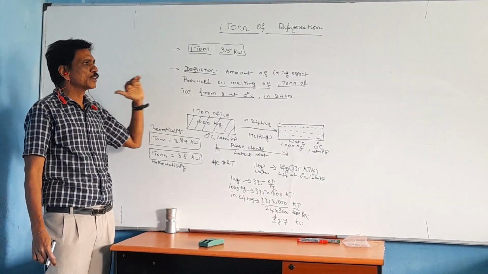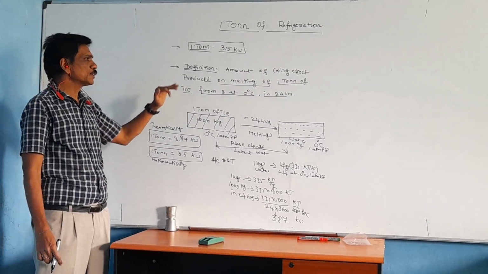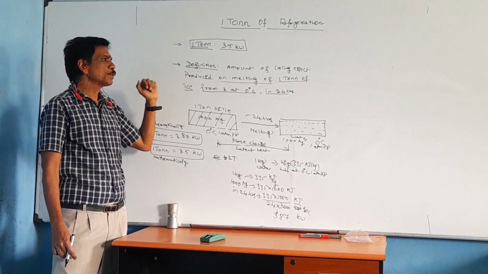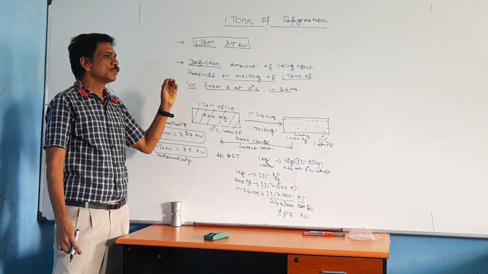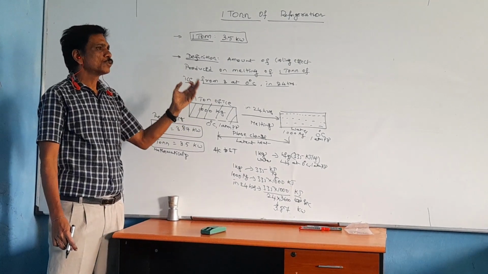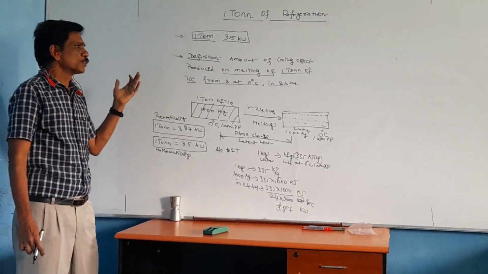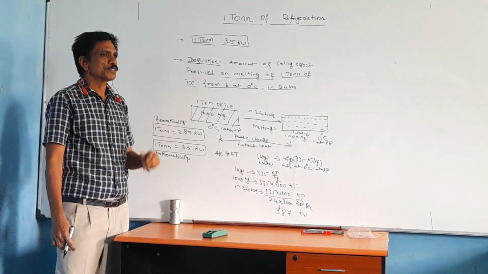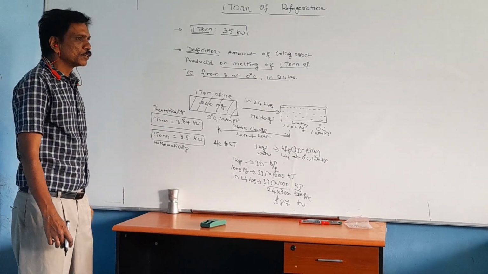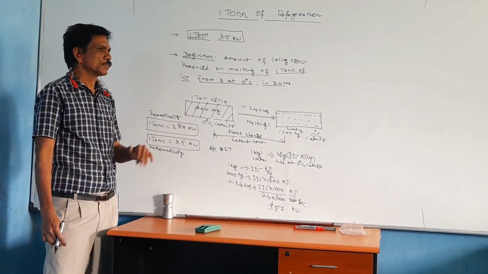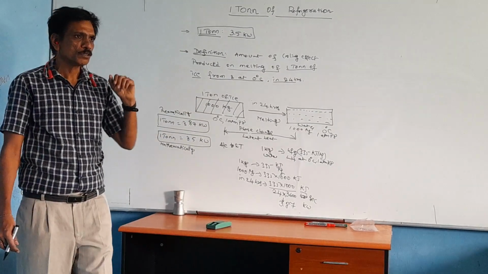When you go to the market to purchase a refrigerator, you will ask the shop people about the tons of refrigeration, whether it is 1 ton, 1.5 ton, 2 tons, or 2.5 tons. Normally the domestic refrigerator works at 1.5 tons to 2 tons of refrigeration. So this is about the tons of refrigeration.